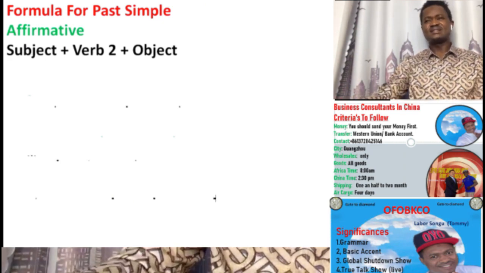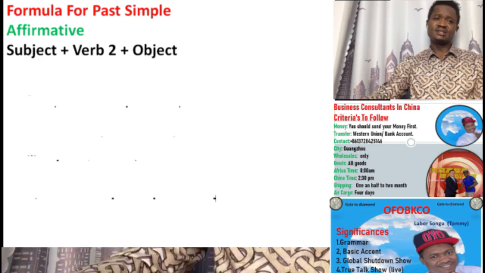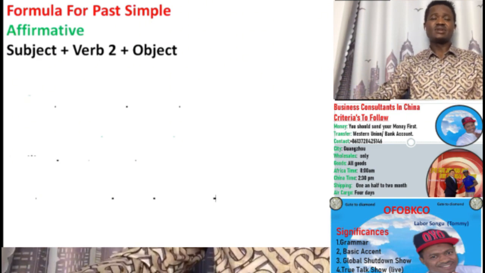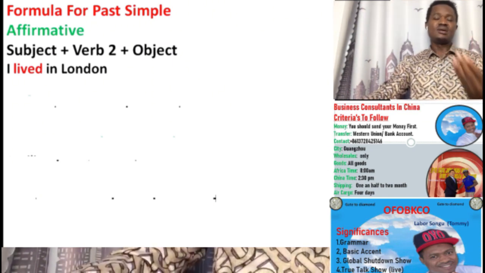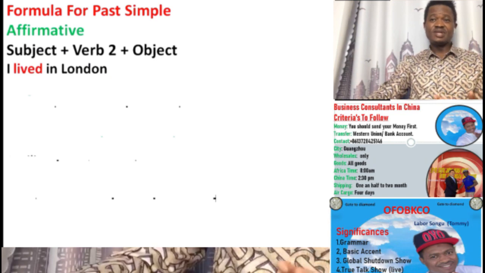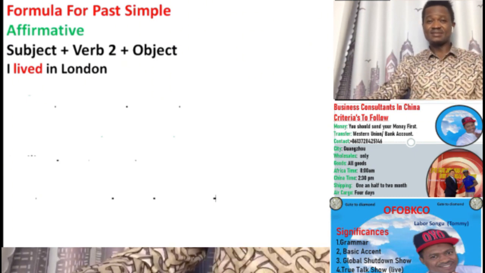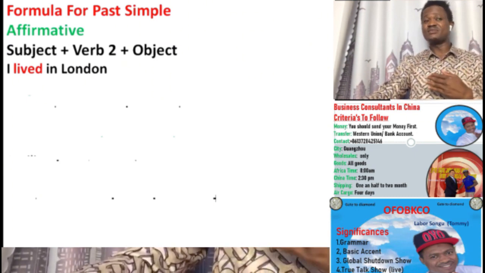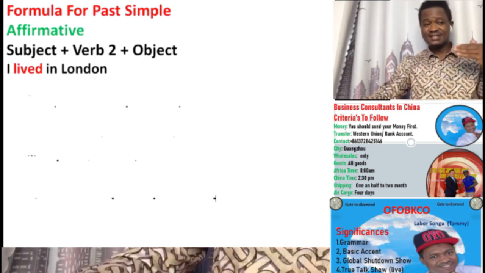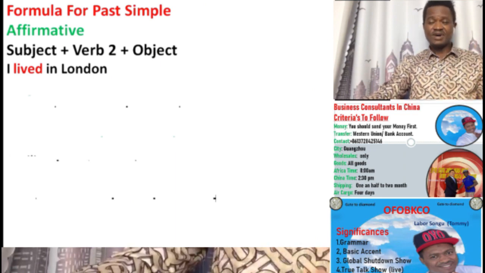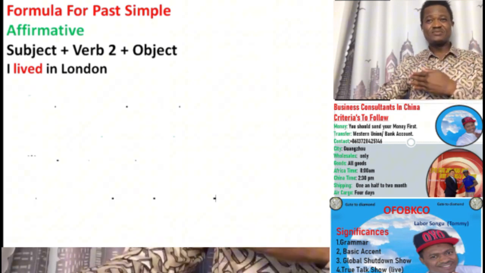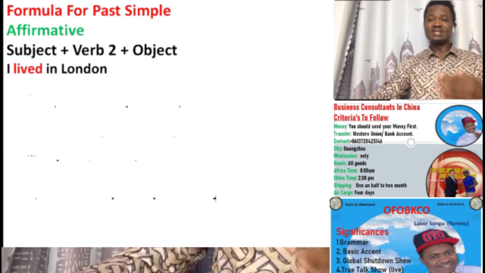Okay, guys, let's do a little example for you to see. So the example gonna be: I live in London. So I is the subject. The V2 verb there is live. In London, that is the object. So this is the simple formula for past simple in the affirmative form. So just follow this formula. It can help you. This is the grammatical formula. Subject, verb, plus object.